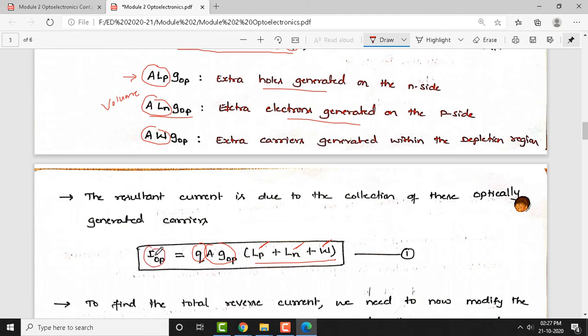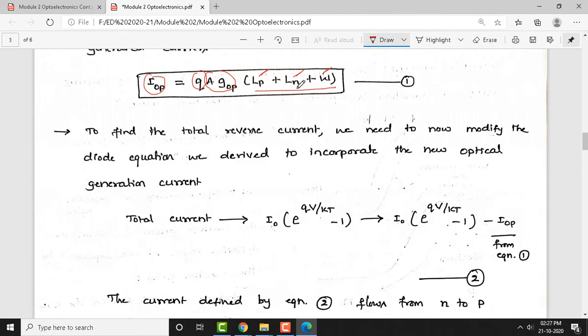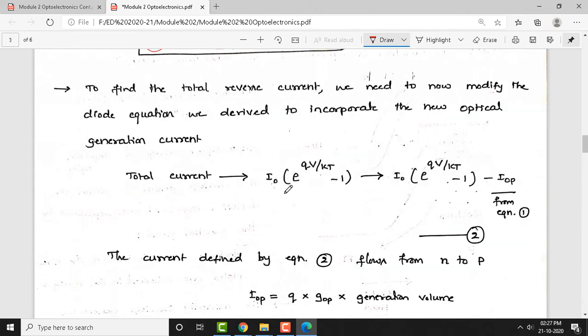So, optical current generation depends on the area of cross section of the neutral N, P or depletion region, the optical generation rate, the diffusion length for holes and electrons, and the width of the depletion region. This is the final equation. Now, to get the total current flowing in the PN junction, you need to consider both forward current as well as reverse current. The diode current equation is I equals I naught times e to the power of QV by KT minus 1.